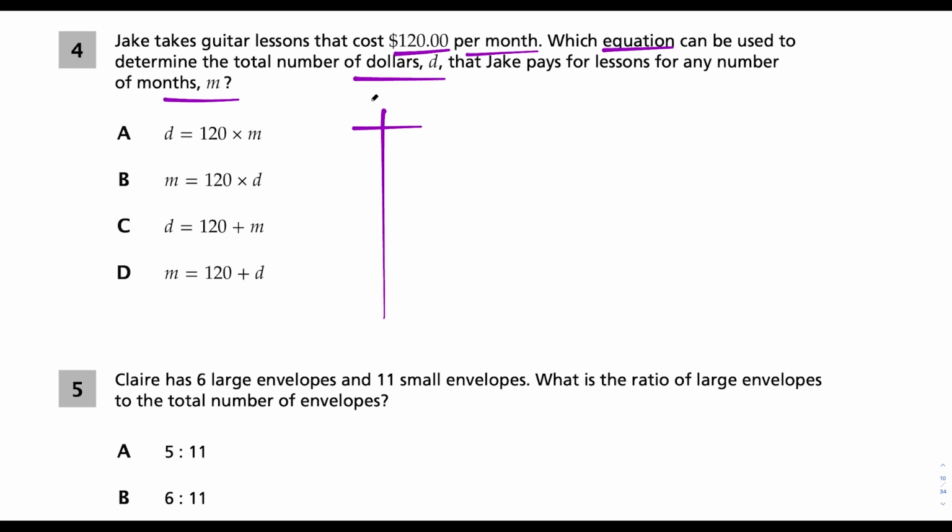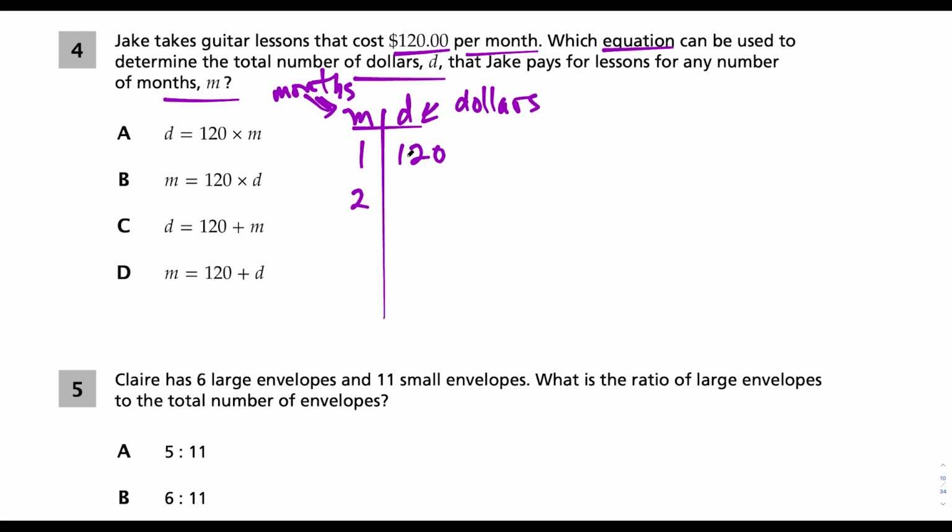Let's say I want to make a chart that tells me the relationship between the number of months that Jake takes guitar lessons and D, the total bill. So remember, M represents months, it helps to label it, and D represents the total amount in dollars. That way we know what each variable means. So let's say Jake only does 1 month of guitar lessons. Well, he's spending $120 per month. So that means his total bill would be $120.